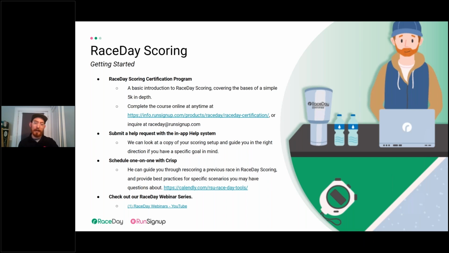As you get beyond that, as you start working on setting up other races, we definitely recommend at any point submitting a help ticket request in the actual application itself. There's a little Get Help button in the top right, and it will allow you to send us a copy of the race scoring file you're working on so that our support team can guide you in the right direction if you have questions on how to best set up some kind of situation or scoring setup in mind.